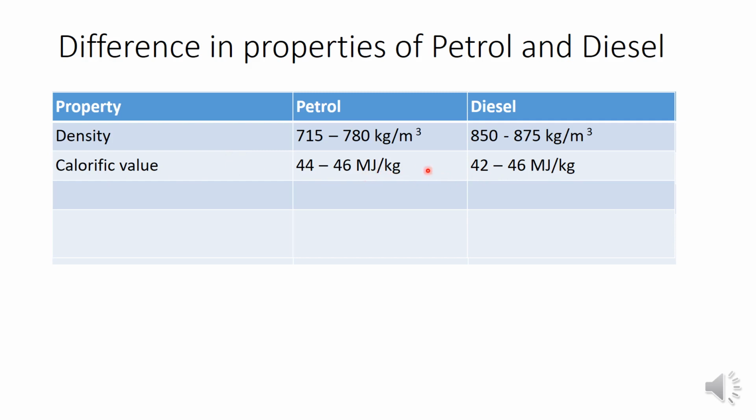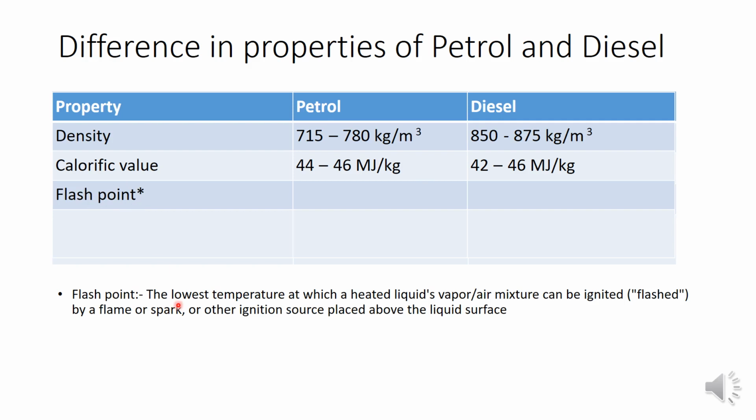So the calorific value of diesel is a little bit lower than that of petrol. And another important property is the flash point. It's a very important property. What do you mean by flash point? Flash point is the lowest temperature at which an air-vapor mixture, a fuel vapor mixture, will be ignited or flashed by introduction of a flame or spark.